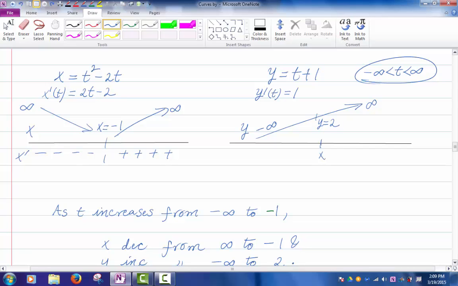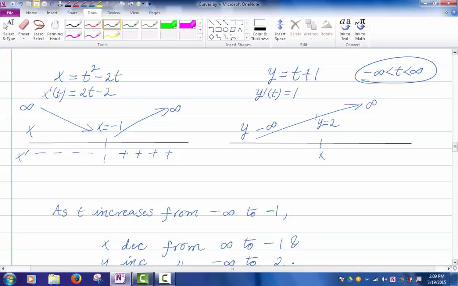So how do I determine that? Well, think about when x is negative and large, so when t is negative and large. When t is negative and large, what can you say about x?